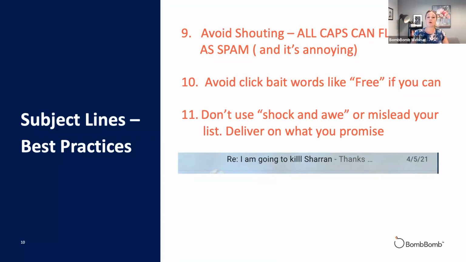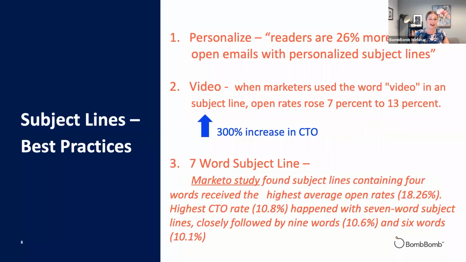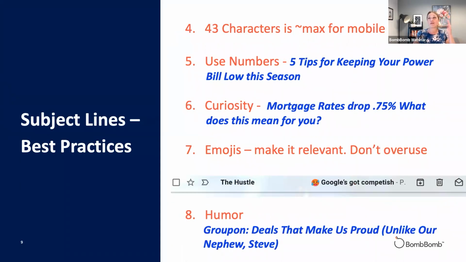I'm going to do a real quick recap on the 11 best practices because people are asking for it. Take a picture of your screen if you want while I recap. Great way to have it accessible for you. Number 1, personalize. Number 2, use video in the subject line. Number 3, 7-word subject lines are going to get you the highest click-through rate statistically. Number 4, 43 characters is approximately max visible on mobile viewing. Number 5, use numbers to get people's attention.